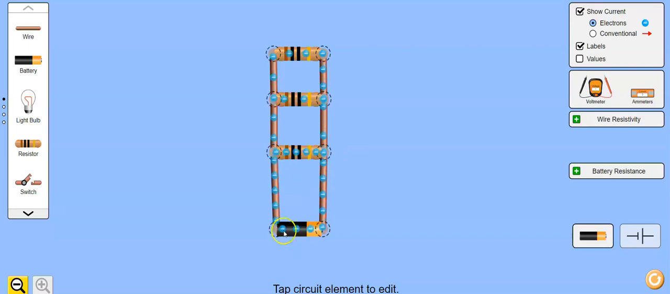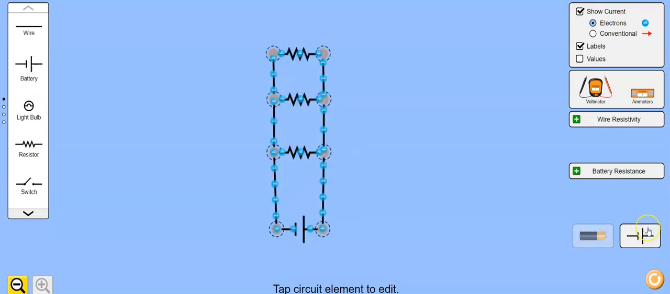So there is our circuit in parallel. The reason that we call this parallel is one, parallel lines. So if you see it in a circuit diagram, that's what it looks like. The other reason is because things happen at the same time.